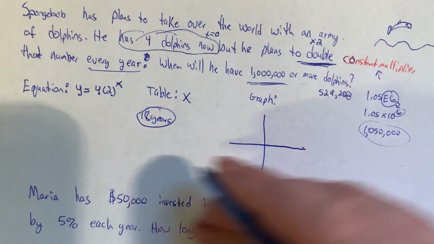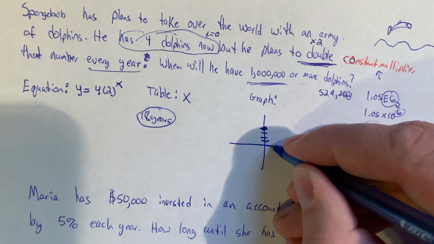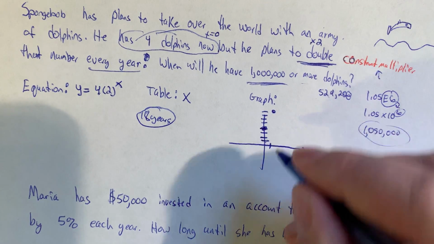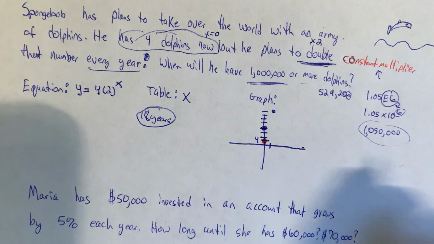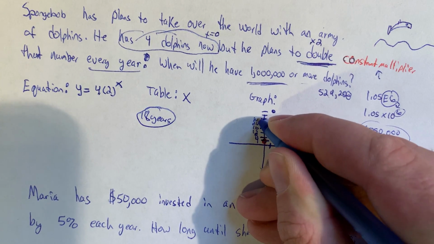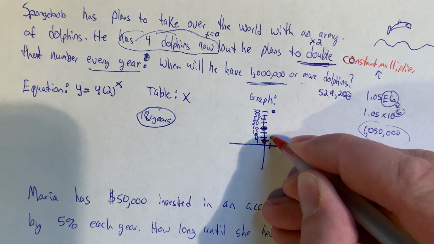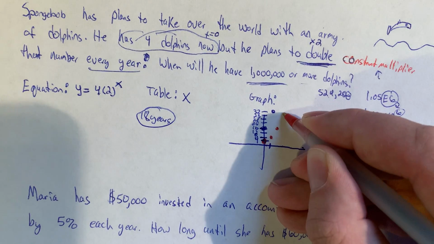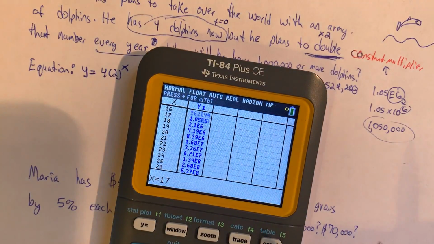What does this look like on a graph? Well, if he starts with 4, that's his y-intercept, and it's going to double every year. So 1, 2, 3, 4. We probably should have counted by 4s. Let's make this count by 4s. Hold on, guys. I changed my mind. We're going to count by 4s. So it's going to be 4, 8, 12, 16, 20, 24, 28, 32. And so he has 4, then he has 8, then he has 8 times 2 is 16, then he has 32. So this looks like this. His number of dolphins is growing faster and faster and faster.